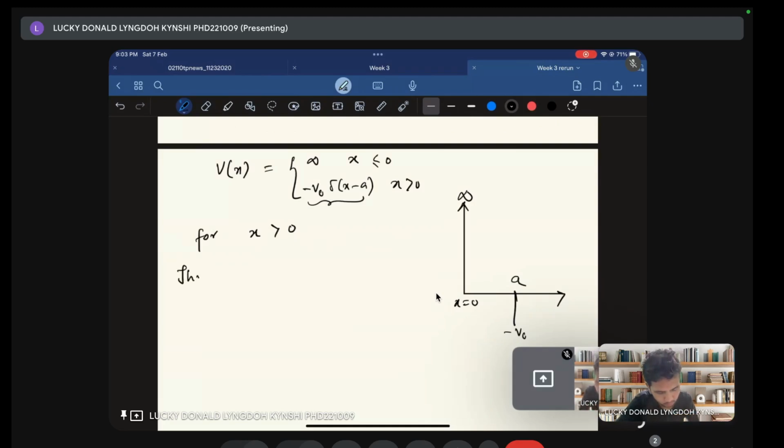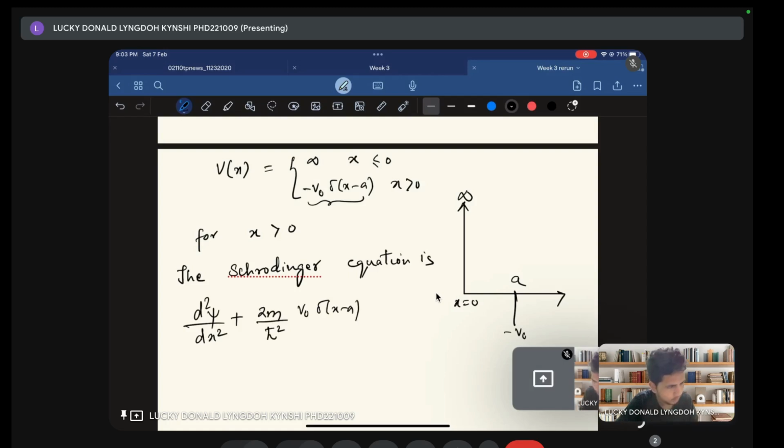The Schrodinger equation is d square psi by d x square plus twice m divided by h cross square times v naught delta of x minus a, minus k square, psi equal to 0.